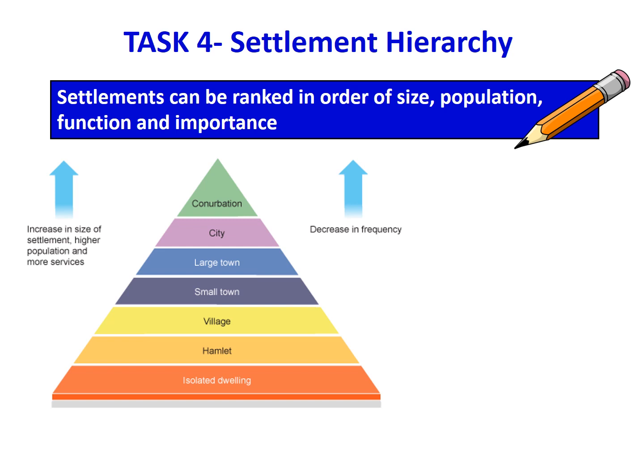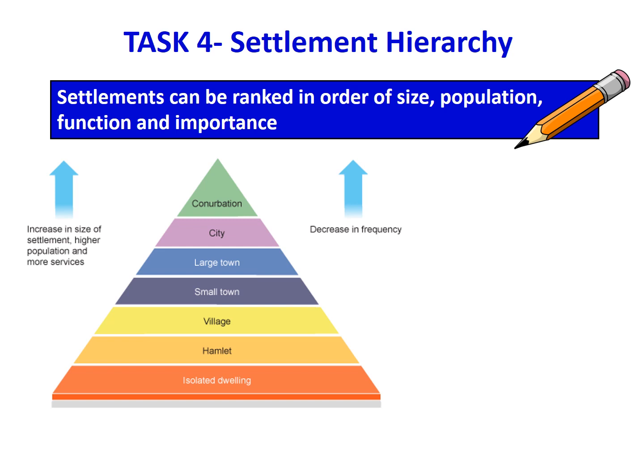Now this is the different types of settlements that we can have in terms of settlement hierarchy. So at the very bottom there we've got an isolated dwelling, then we've got a hamlet, then a village, then a small town, then a large town, then a city, then a conglomeration. Now you can see here that on the left hand side the arrow says increases in size of settlement, higher population and more services. So the higher up your hierarchy you go, the bigger the size of the settlement, the more people that live there.